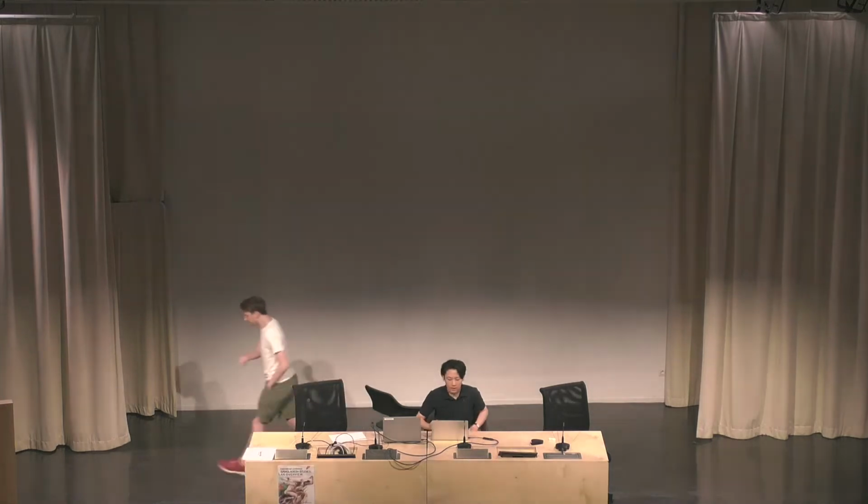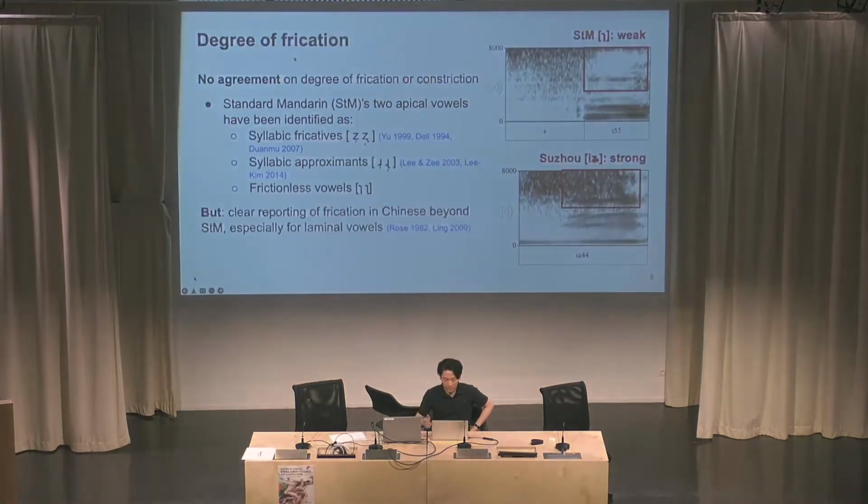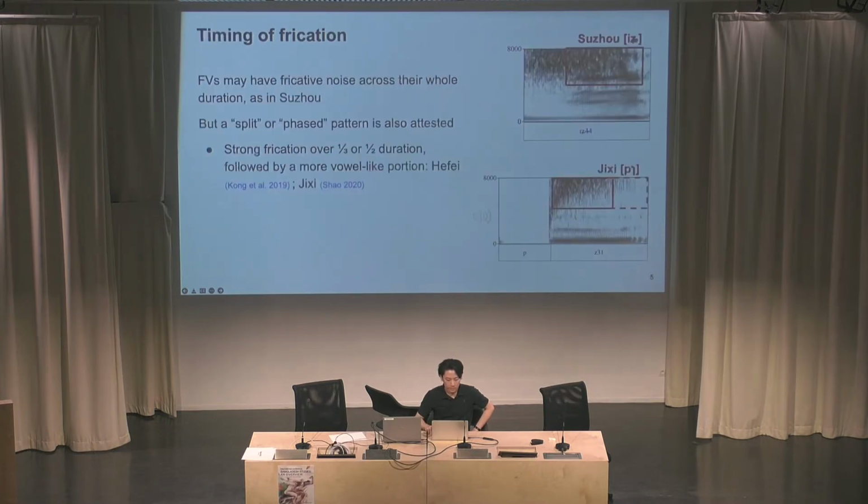Okay, thank you. So beyond Standard Mandarin, we have a lot of other types of fricative vowels. Here is an example from Suzhou, where we can hear a strong frication noise. So, strong frication noise during the apical vowel, the fricative vowel. Okay, so when frication is present, it may also vary in its timing in ways that are not well studied.